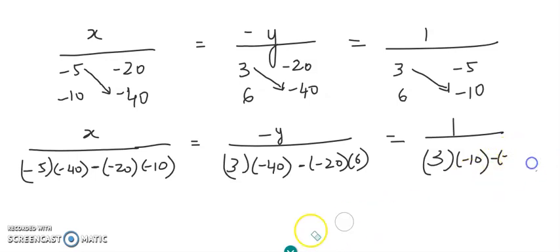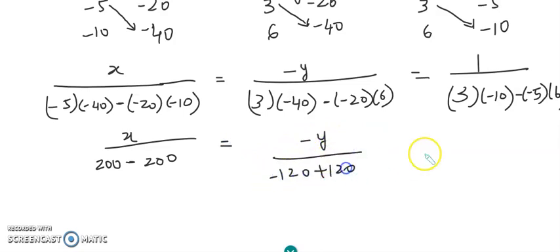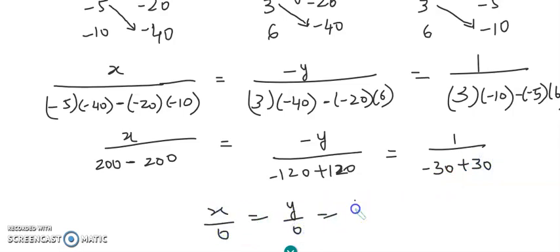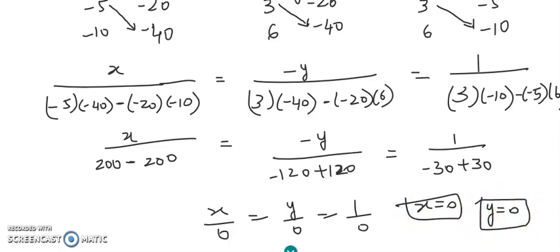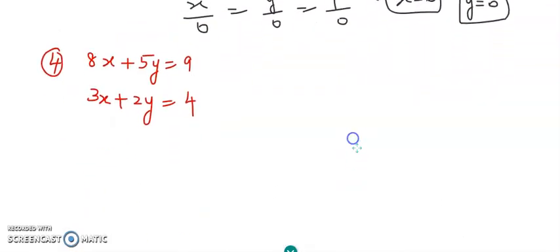Okay, so let's write it now. The next step, so it will be x upon what? Yes, 200 minus of 200. Yep, equals minus y upon minus 120 plus 120. Oh, we are turning out with a 0. Okay, 1 over minus 30 plus 30. So all the denominators are coming out to be a 0. So yes, x equals 0 and y equals 0. Strange, right?